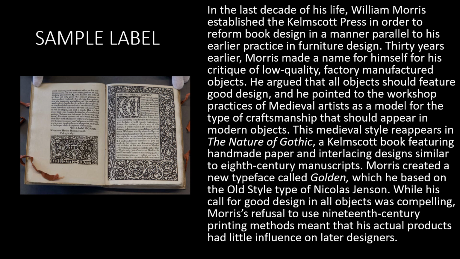This medieval style reappears in The Nature of Gothic, a Kelmscott book featuring handmade paper and interlacing designs similar to 8th century manuscripts. Morris created a new typeface called Golden, which he based on the old-style type of Nicholas Jensen. While his call for good design in all objects was compelling, Morris's refusal to use 19th century printing methods meant that his actual products had little influence on later designers. And so that's kind of my push towards my next object, which is going to be the Art Nouveau poster that does actually use modern printing methods.